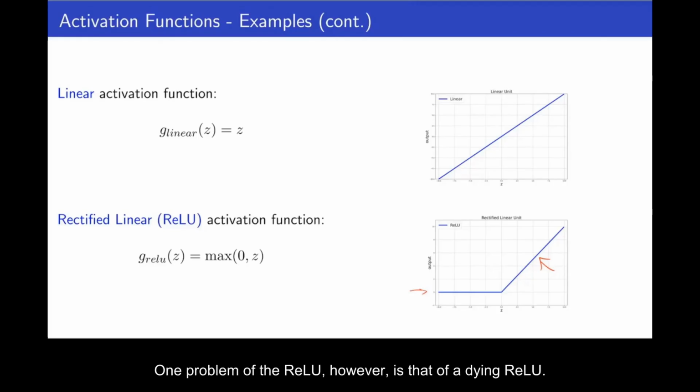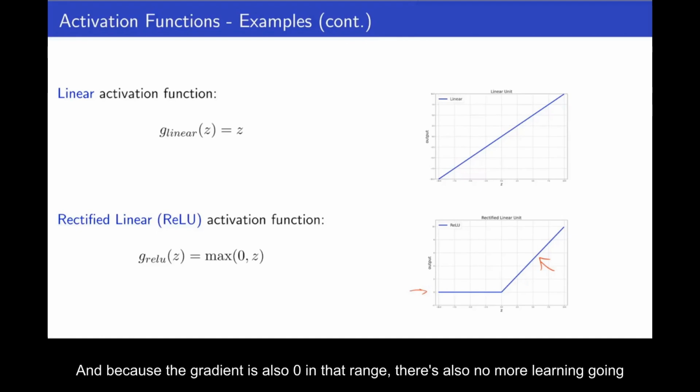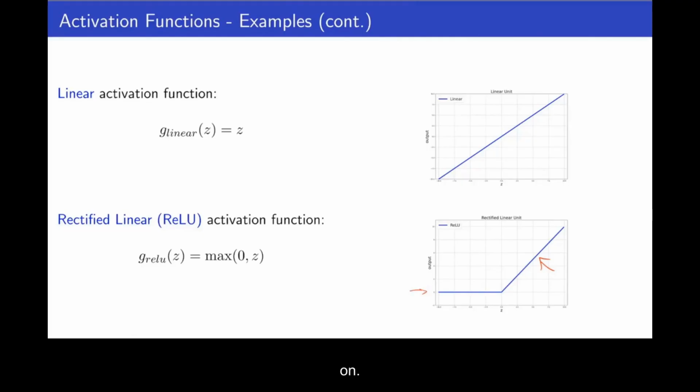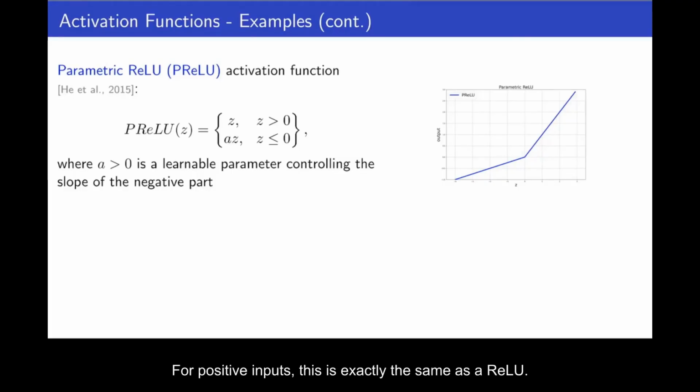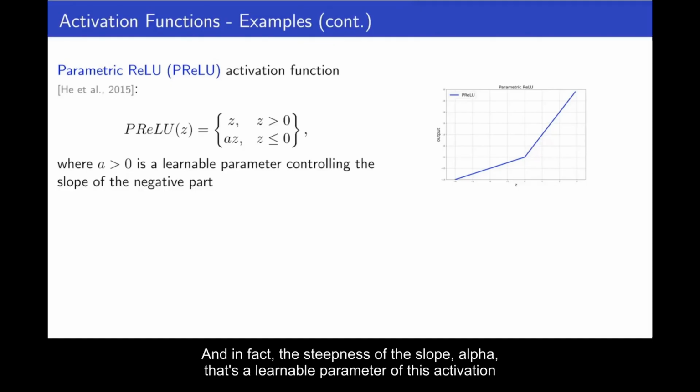One problem of the ReLU, however, is that of a dying ReLU. So for inputs smaller than 0, a ReLU unit is simply off. And because the gradient is also 0 in that range, there's also no more learning going on. One type of activation function that fixes that problem is the parametric ReLU, the PReLU. For positive inputs, this is exactly the same as a ReLU. But for negative inputs, it is not just 0, rather there is still some slope there. And in fact, the steepness of this slope, alpha, is a learnable parameter of this activation function.